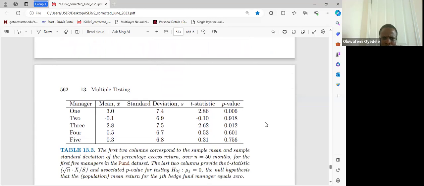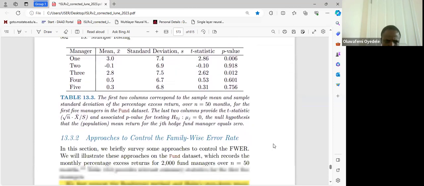So this is a table. I think we have talked about multiple testing and the p-value. These are just the p-values for one. We have 0.06. So for this, we have 0.012. So for three, these are not significant. This is not significant. This is not significant.